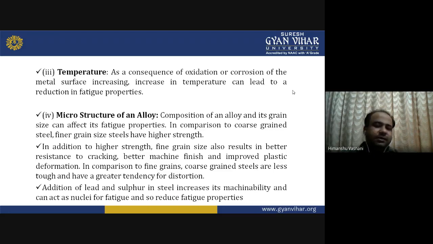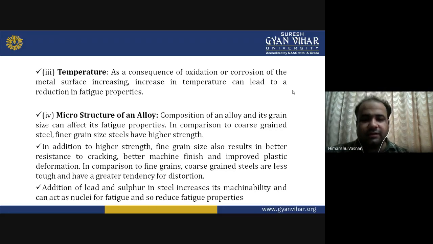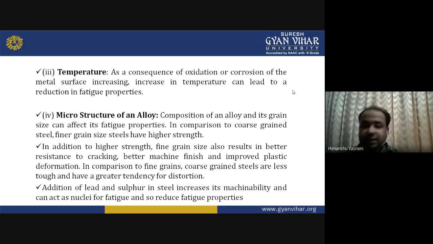Addition of lead and sulfur in steel increases its machinability, but they can act as nuclei for fatigue cracks and so reduce the fatigue property. I am repeating once again: addition of lead and sulfur in steel. You understand? They are not going with the green side. Here they are saying that addition of lead and sulfur in steel increases machinability and can act as nuclei for fatigue and so reduce fatigue property.